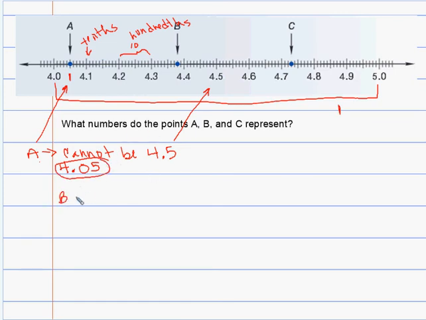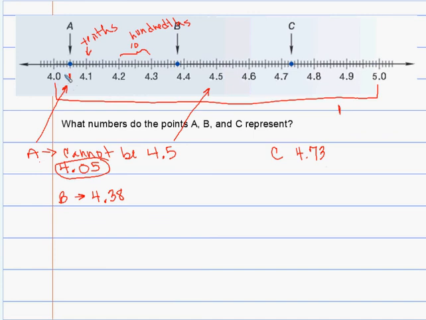And when we get to B, we are between 4 and 3/10 and 4 and 4/10. So we know we have 4 and 3/10, and we just have to figure out where we're at after that. 1, 2, 3, 4, 5, 6, 7, 8. 4 and 38/100. And point C would be at 4.7, 4 and 7/10, but it'd be 1, 2, 3. 4 and 73/100.